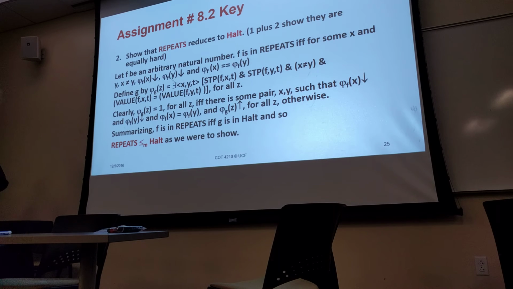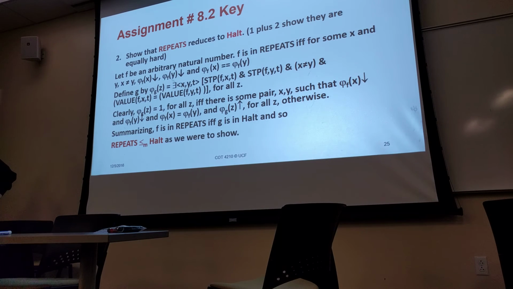What I'm going to do is try every possible value of x, y, and t. And for those values of x, y, and t, I will check to see if it converges for x and y in t steps. I check to make sure x is not the same value as y, and I check to see if the values are the same. And the only time this will be true is if there's a repetition somewhere. What will happen if there's not a repetition? It will diverge. So what can I tell you about my new function? It actually converges everywhere.